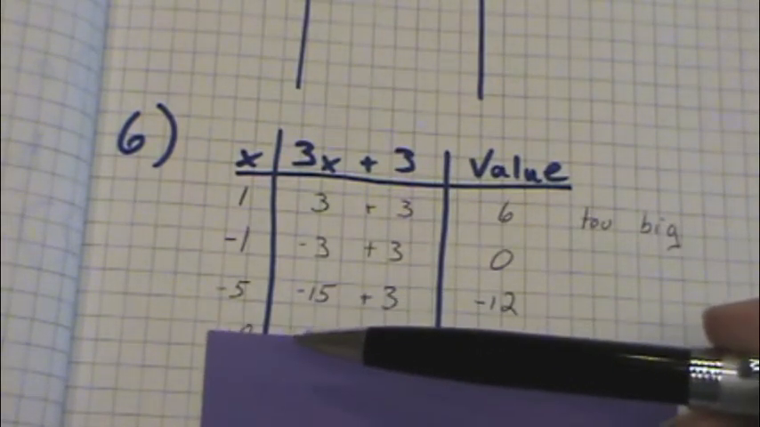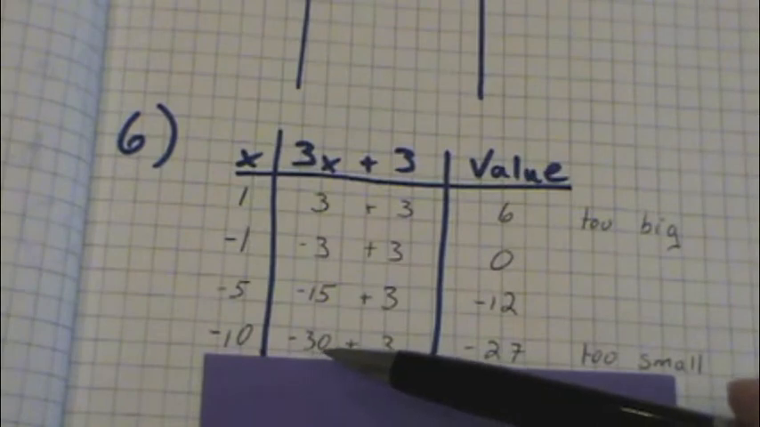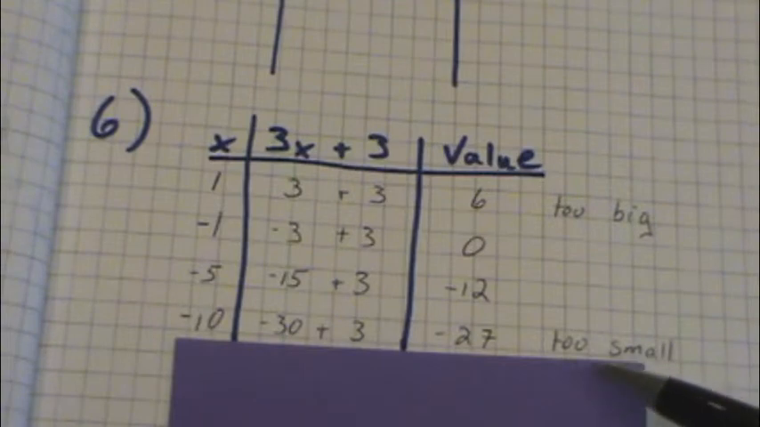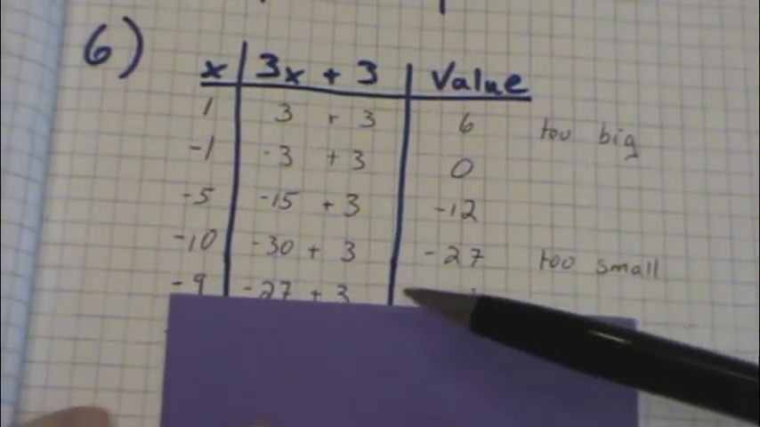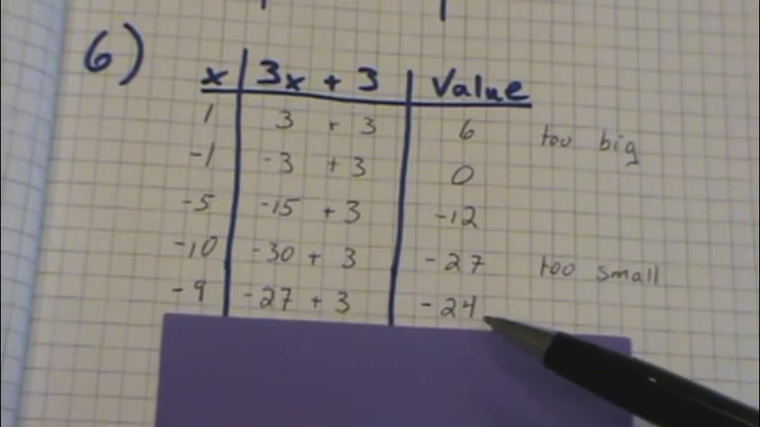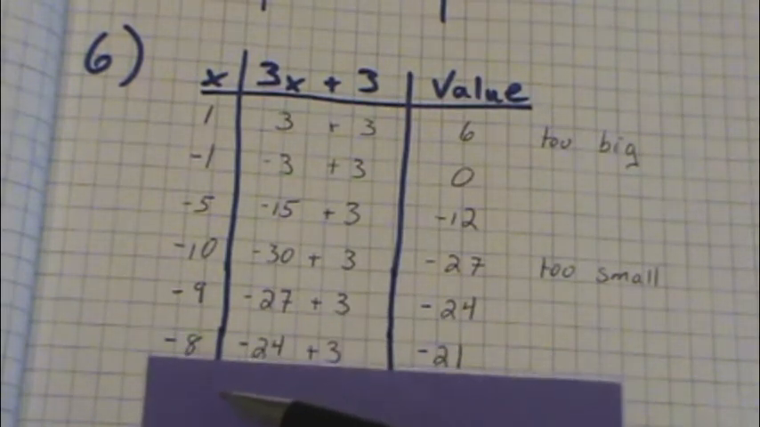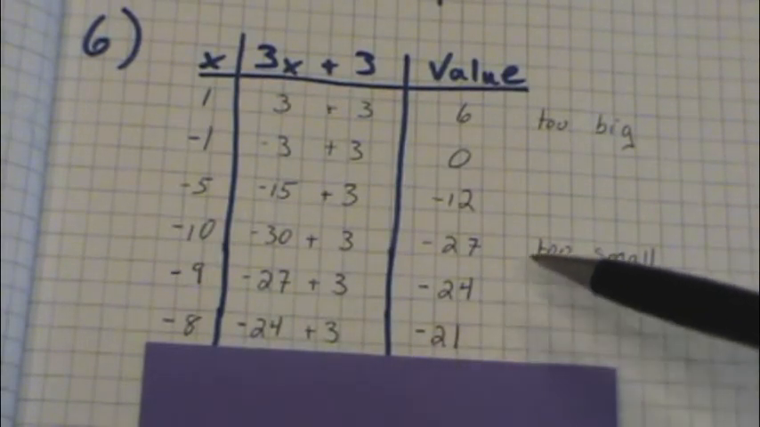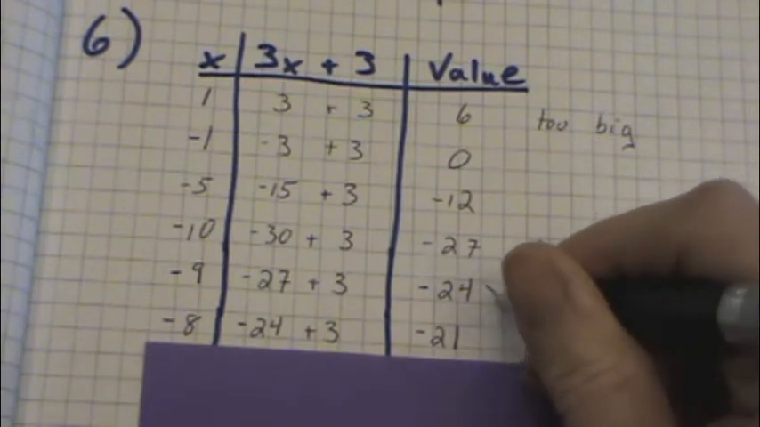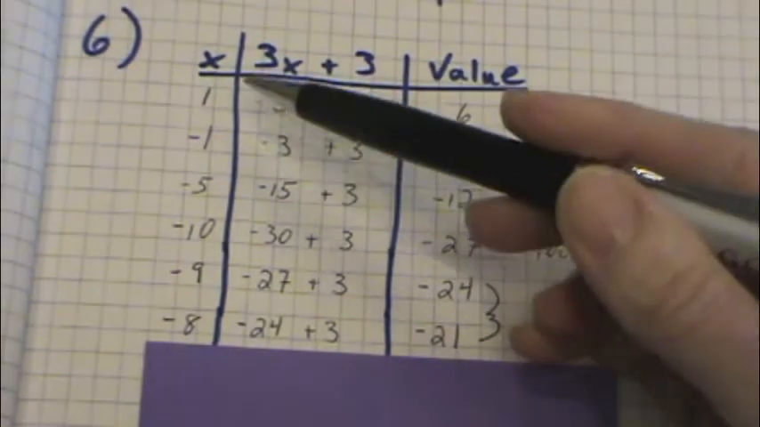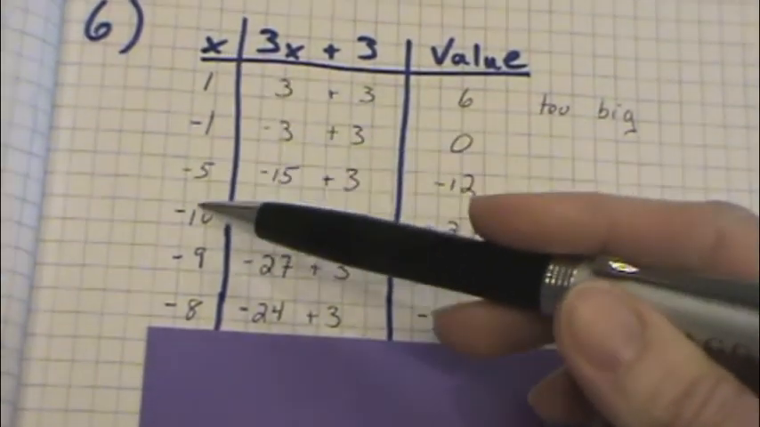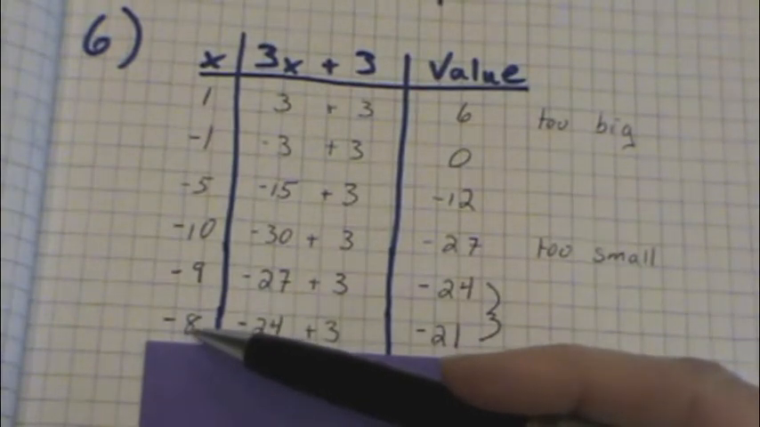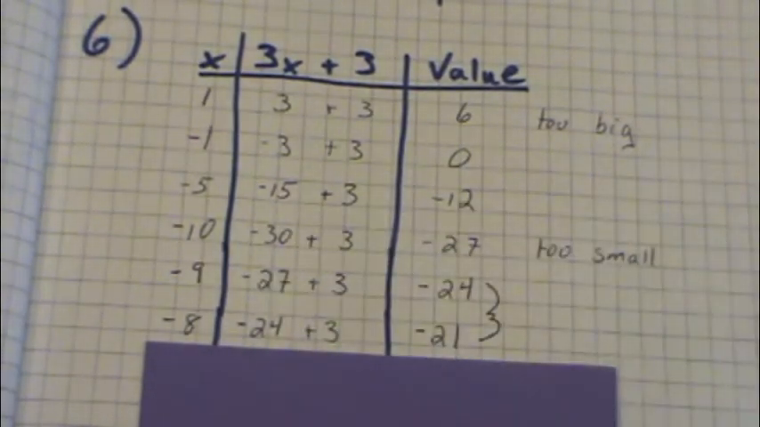Next number, well, I'm impatient. I don't want to go up by ones. So I'm going to put in negative 10. And then I end up with negative 30 plus 3, which gives me a value of negative 27, which is too small. I've gone too far. So I have to circle back a little bit. You put in negative 9. You come up with a value of negative 24. Negative 8 gives you a value of negative 21. Your answer is somewhere in between negative 24 and negative 21. Now, you may have chosen any variety of numbers here to arrive at your conclusion. Ultimately, you need to have figured out that the answer is between negative 8 and negative 9.